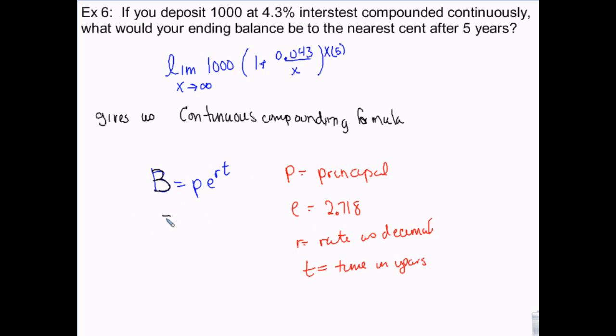But this I can. My principal is 1,000. My rate is 0.043 and my time is 5 years. So if I multiply 0.043 times 5, I'm going to get 1,000 times 2.718 to the 0.215. So I'm going to plug in 2.718 to the 0.215. And I'm going to get 1,000 times 1.2398, etc.